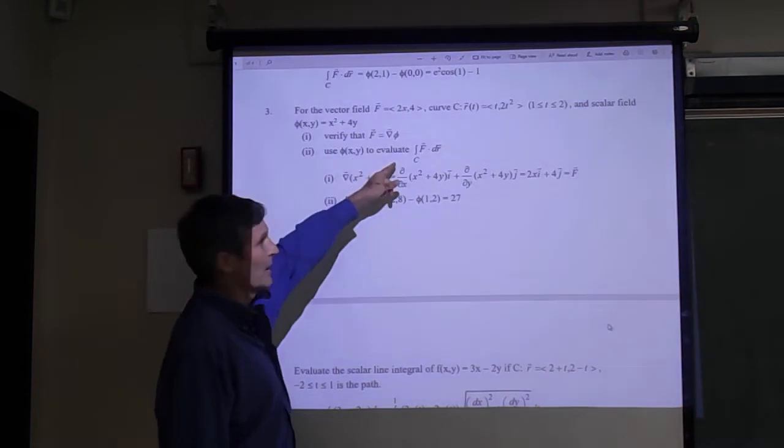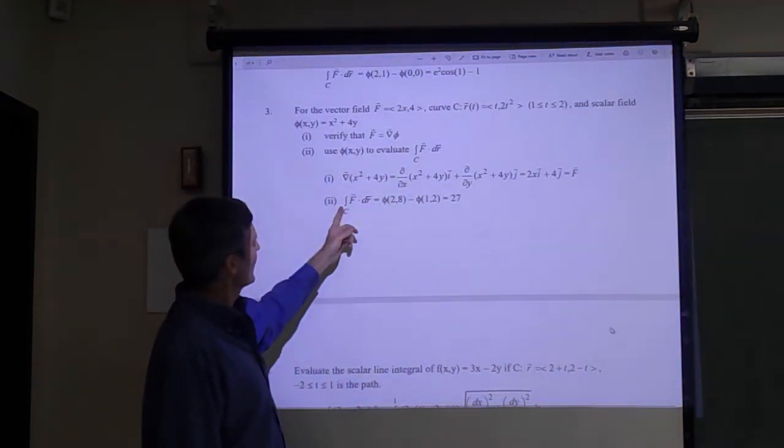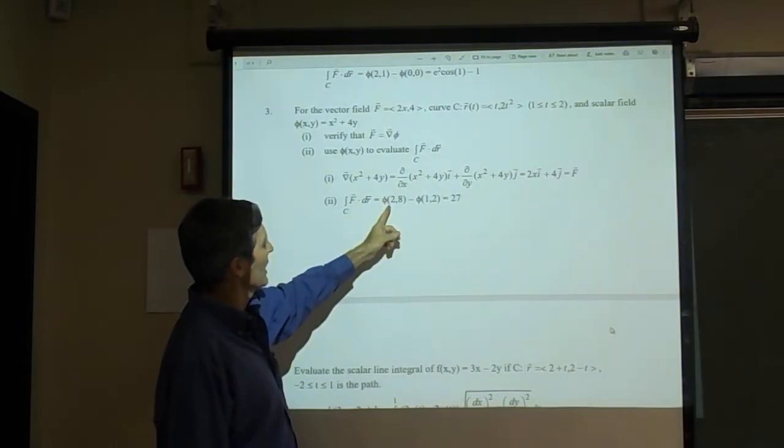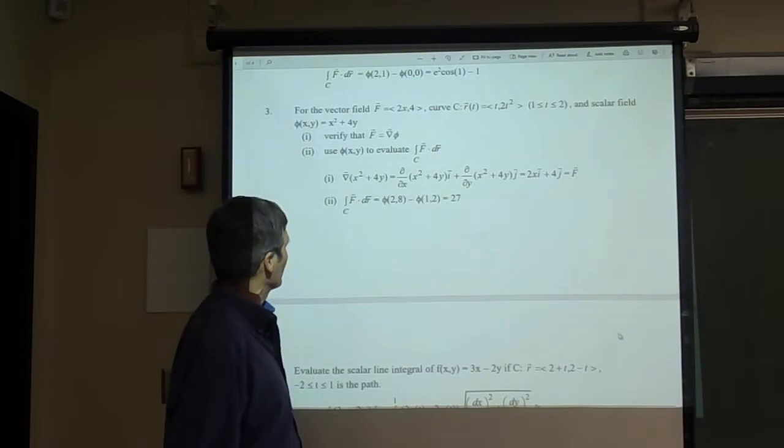And if you want to evaluate a line integral, now that you know it's conservative, it's the gradient of a scalar function, you can evaluate the line integral by taking phi at the last point minus phi at the first point. Plugging those in tells you that the result is 27.